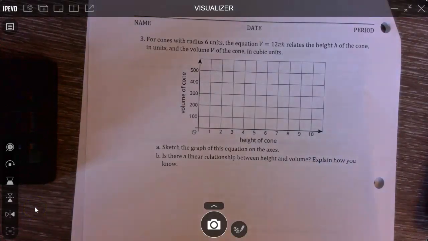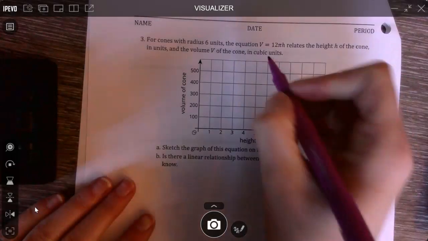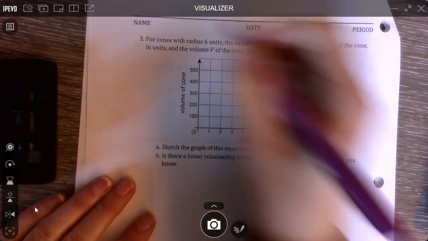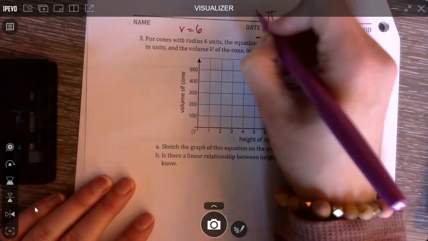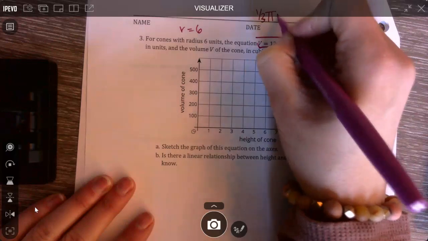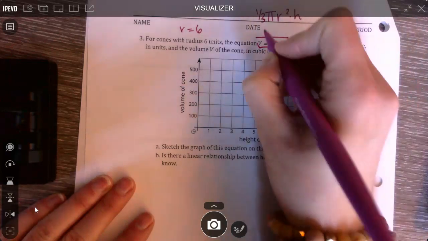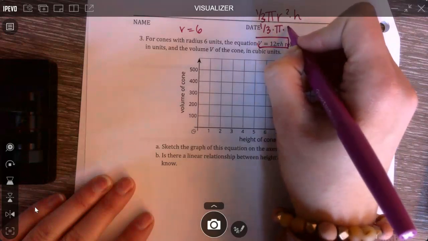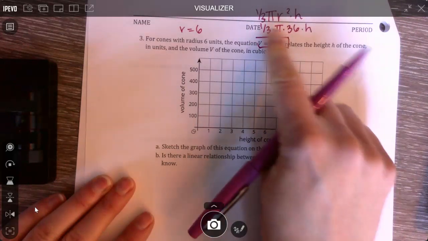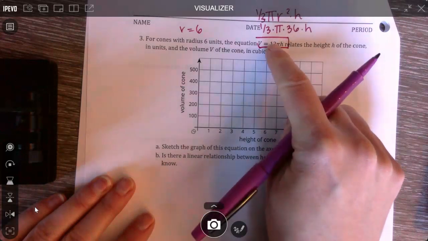Number 3. For cones with radius of 6, the equation V equals 12 pi h relates the height h of the cone, in units, and the volume V of the cone, in cubic units. Okay, so how are they getting this formula? Well, if the radius is 6, you have 1/3 pi r squared times h. Well, 1/3 times pi times 6 squared, which is 36, times h. 1/3 of 36 is 12.